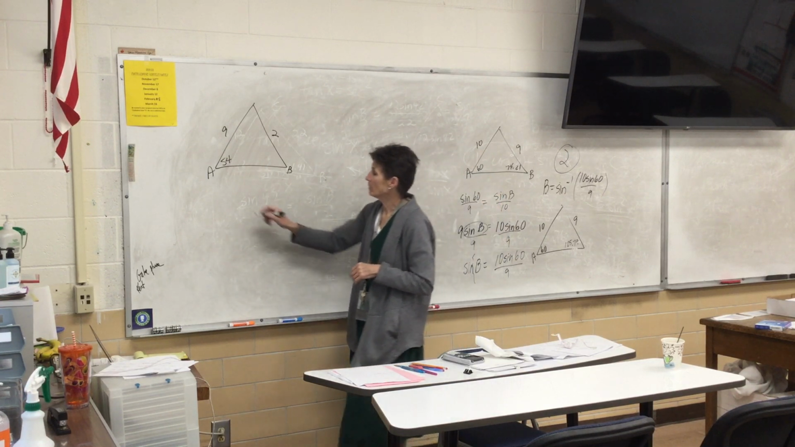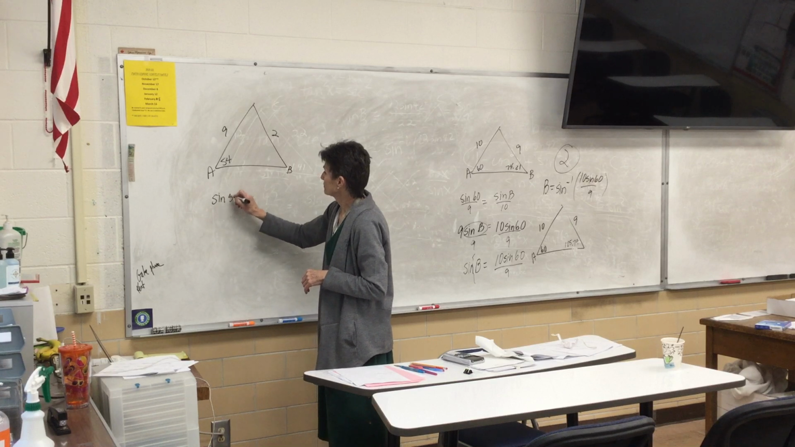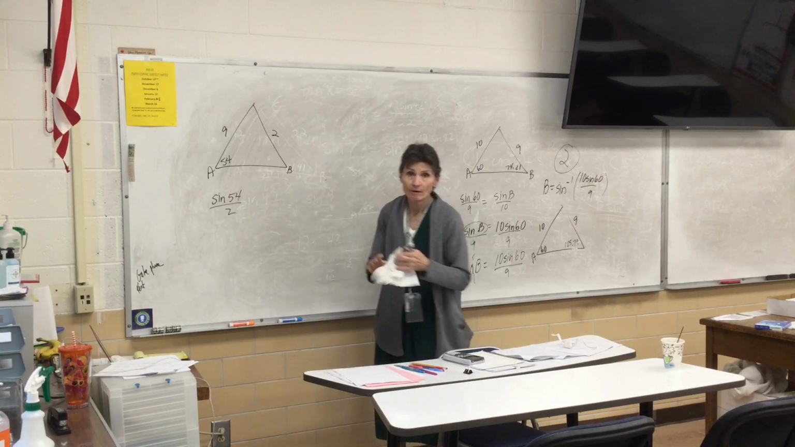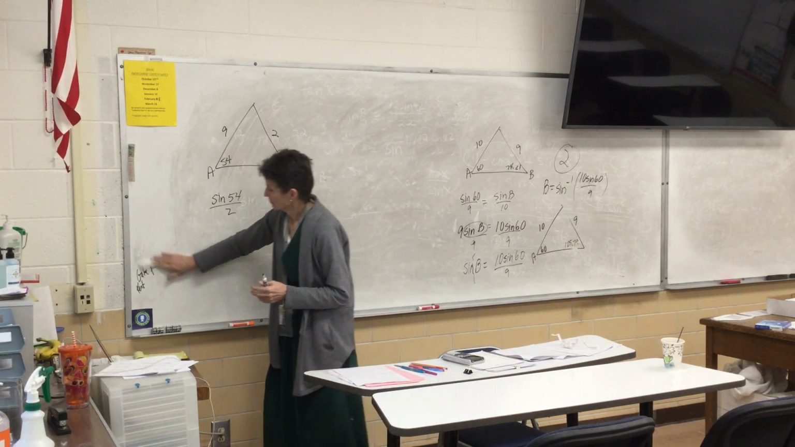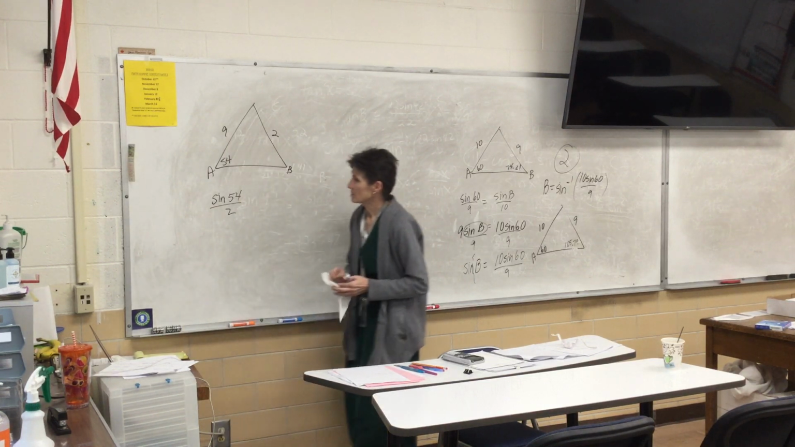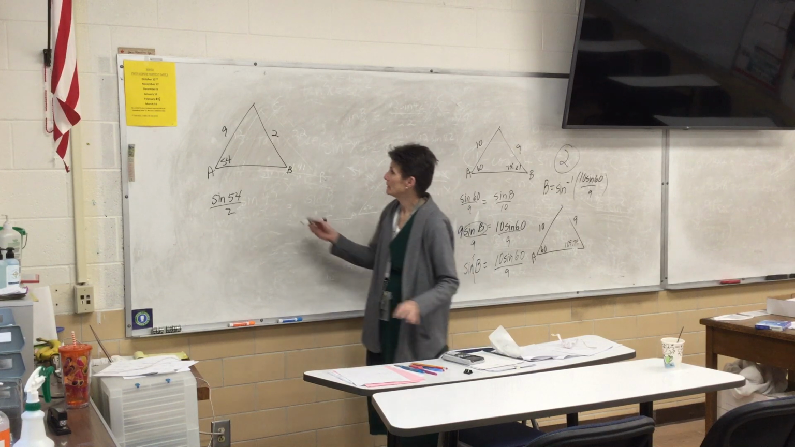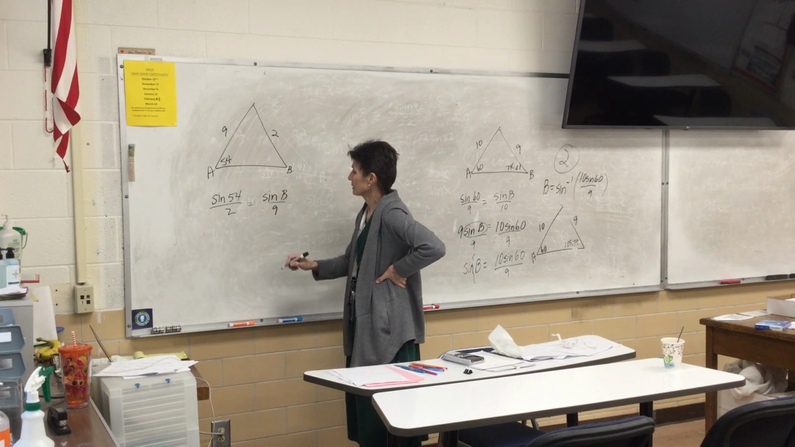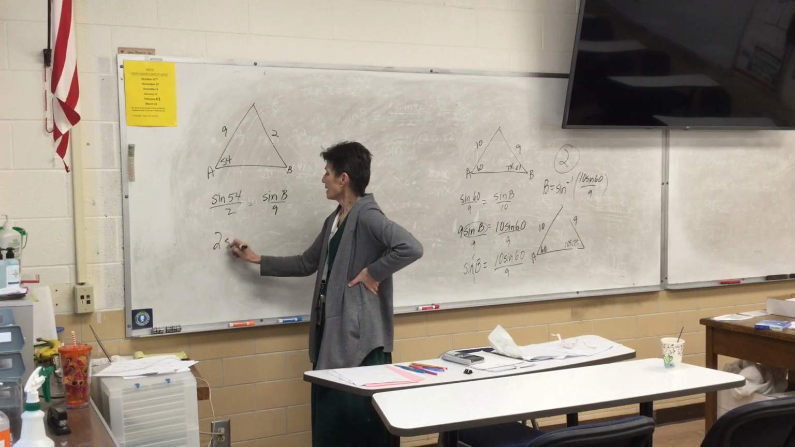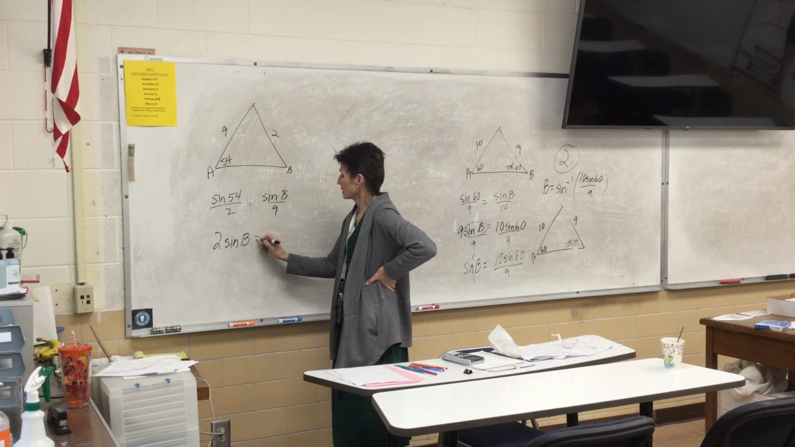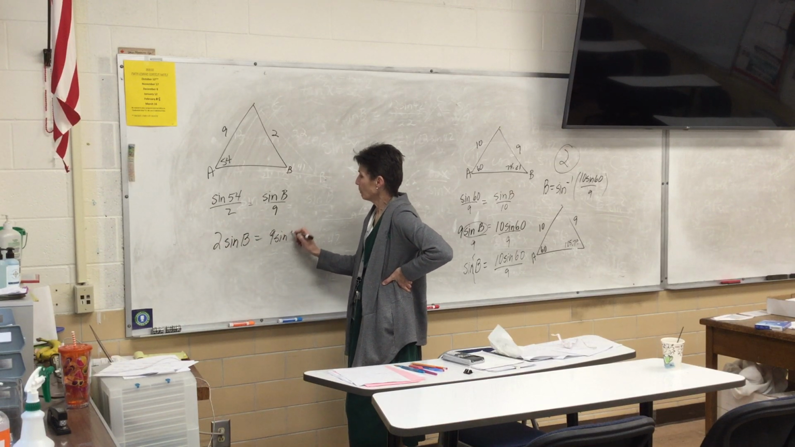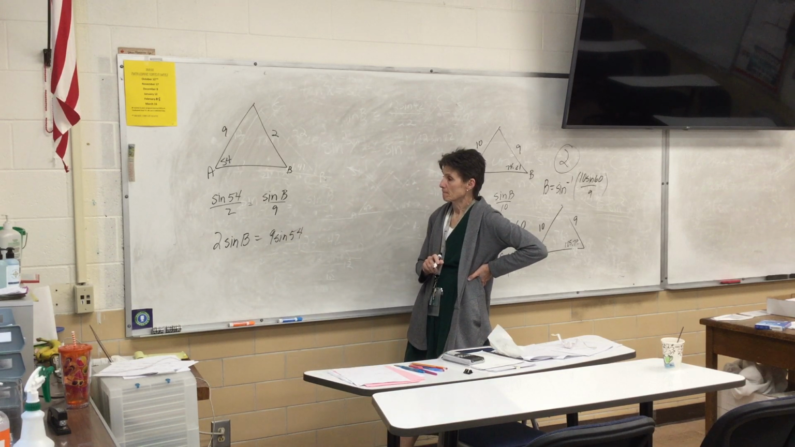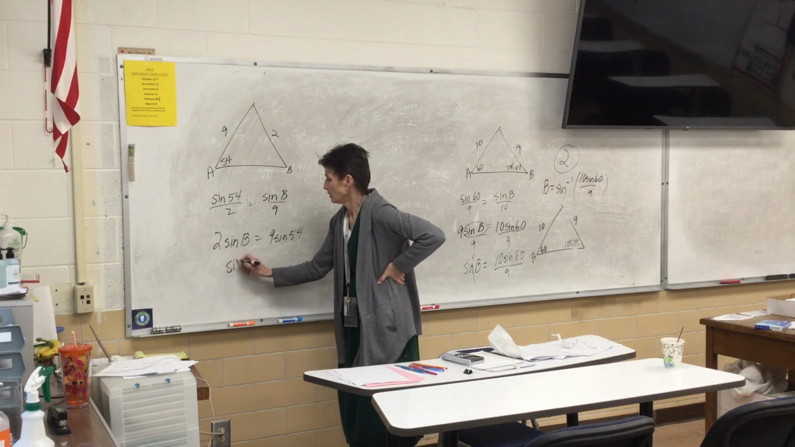All right, so here we go. Sine 54 over 2. It's always sine of the angle. So sine 54 over 2 equals sine B over 9. So 2 sine B equals 9 sine 54. Divide by 2 and only 2.